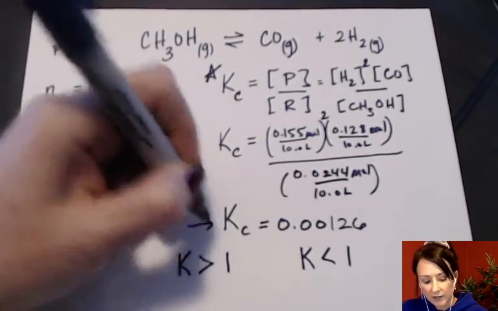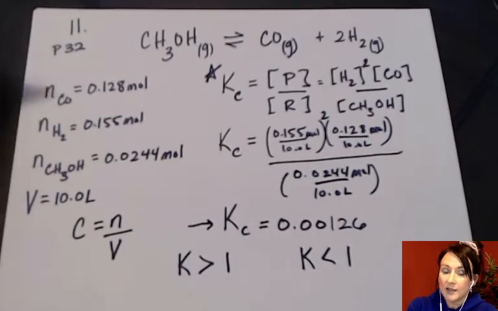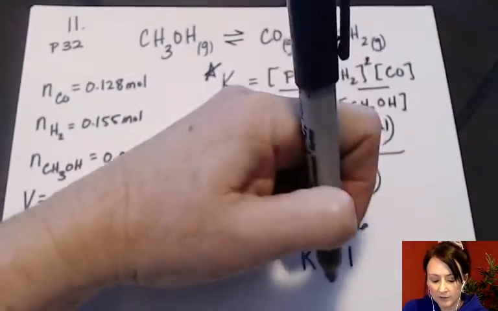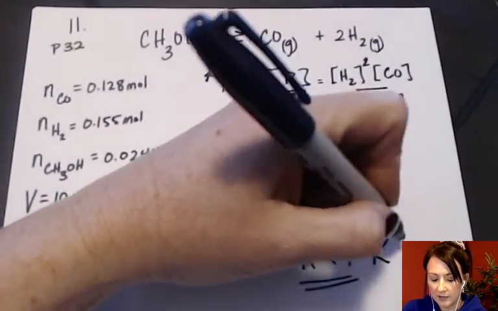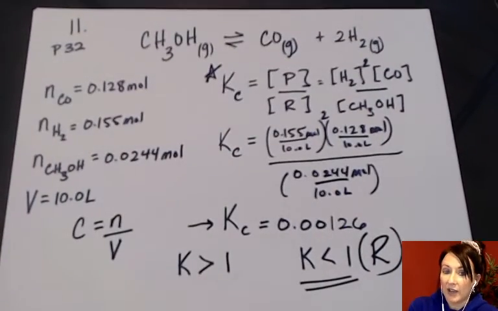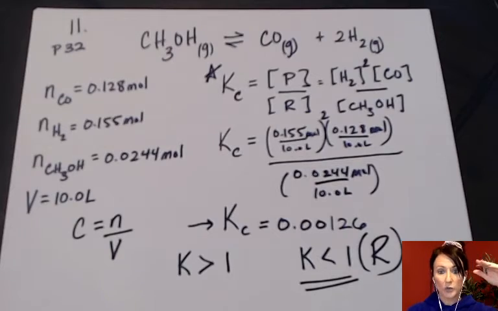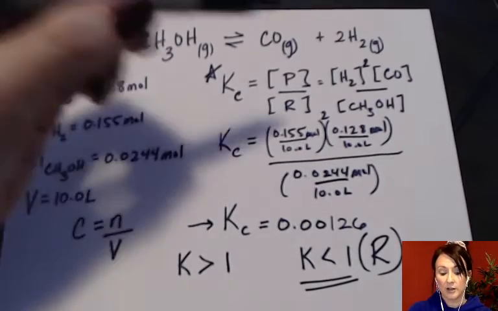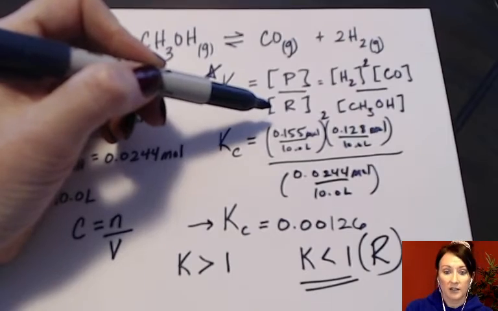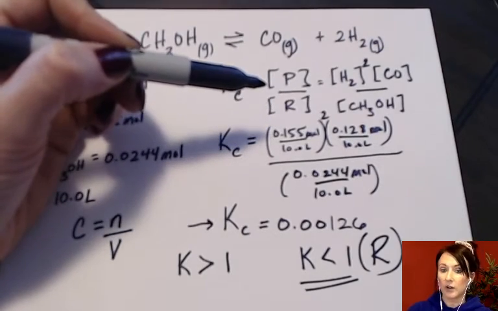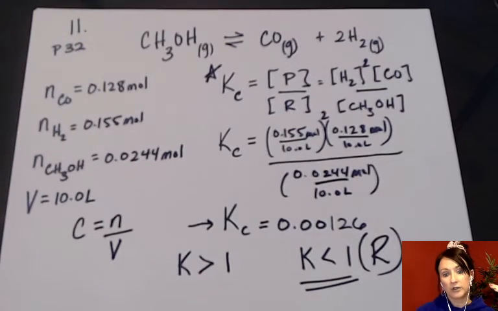I got a K value of 0.00126, which is less than 1, which is telling me that this is reactant favored. My denominator was actually a bigger number than the numerator. If the denominator is a bigger number, and reactants are in the denominator position, they are more heavily favored. That equilibrium will lie to the reactant side just a little bit more often than it does to the product side. And that's what your K value is telling you, if it's greater or less than 1.